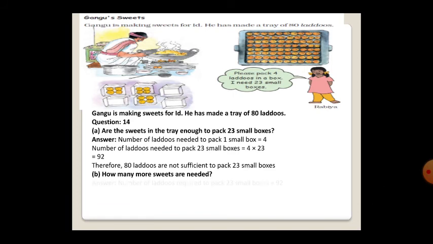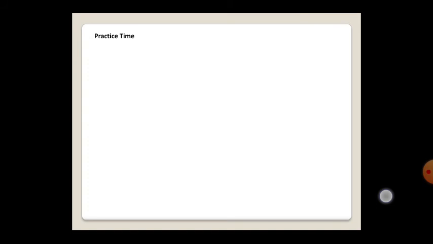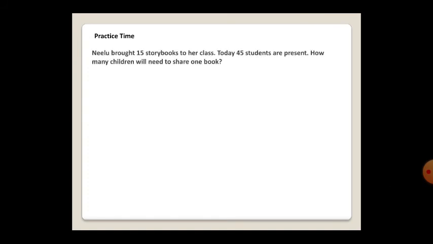How many more sweets are needed? You need to subtract there. See, the number of laddus required to pack 23 small boxes is 92. The number of laddus available is 80. So 92 minus 80 is 12. Still 12 more laddus are required to pack 23 small boxes. Like that only. Practice time.